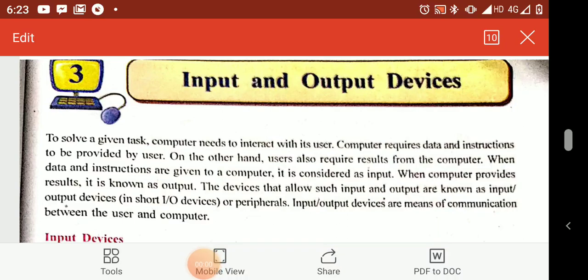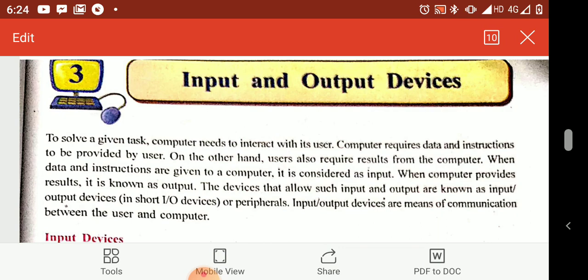Hello students, today we are going to learn lesson number 3, input and output devices. Do you know what is the meaning of input and output? Input means entering the data into the computer, and output means the computer gives us the result. So it's called output.